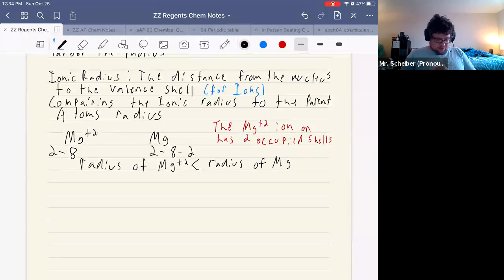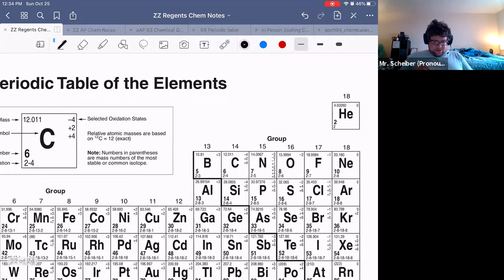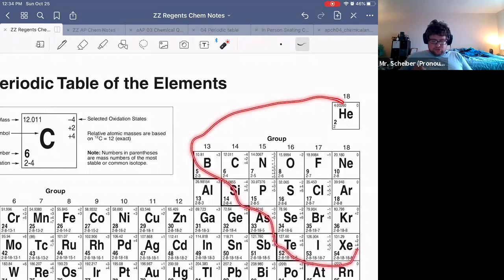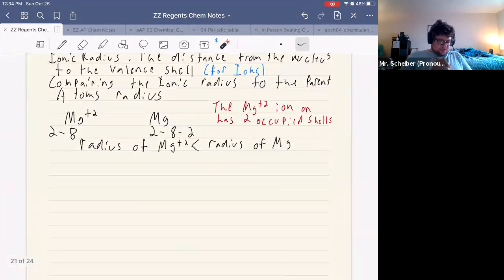And in general, we can say, you know what? We'll do something else. Look at the nonmetals. Now, we've said before that metals tend to lose electrons. Nonmetals kind of do both. Nonmetals tend to gain electrons, but not always. So sometimes they become negative, sometimes they become positive.